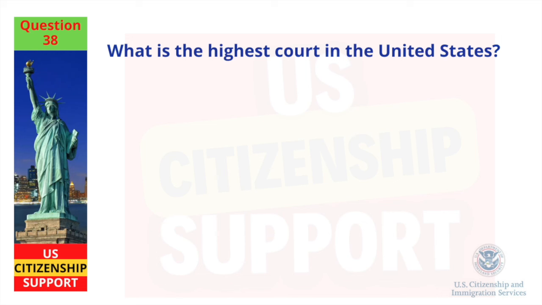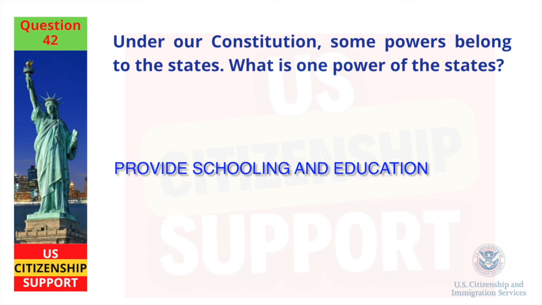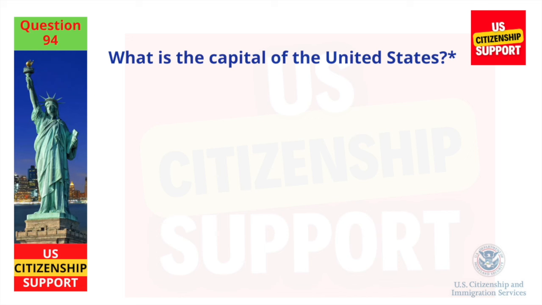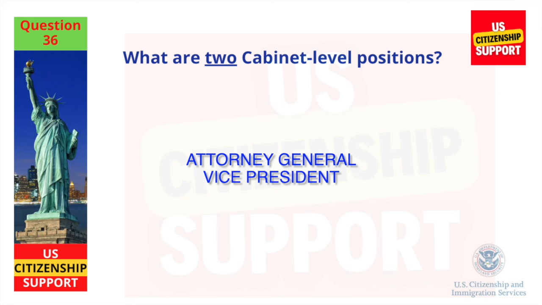What is the highest court in the United States? The Supreme Court. Under our Constitution, some powers belong to the states. What is one power of the states? Provide schooling and education. What is the capital of the United States? Washington, D.C. What are two cabinet-level positions? Attorney General, Vice President.